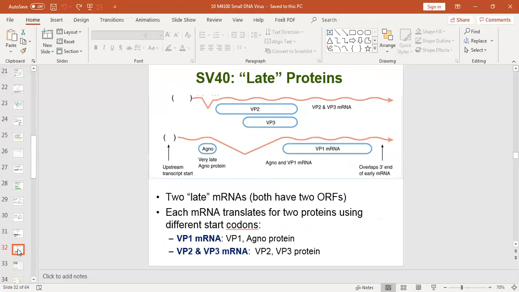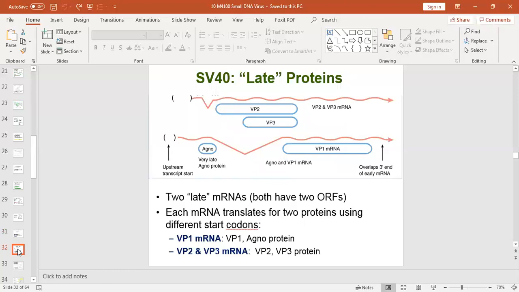So SV40 mRNA is being transcribed by now. We are on slide 32. After mRNA production, we need to have proteins. mRNA needs to be translated into proteins.